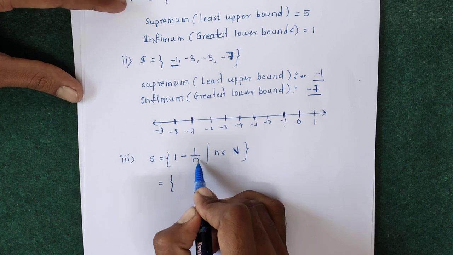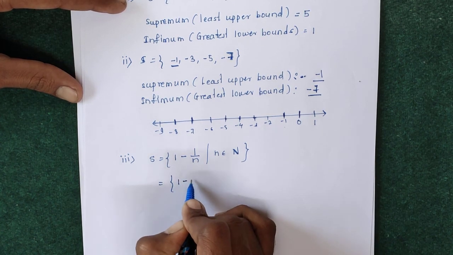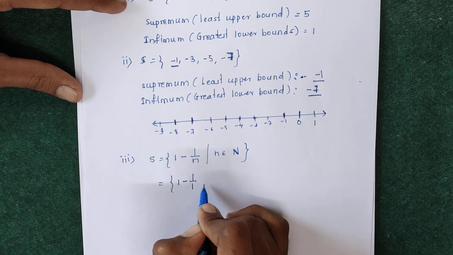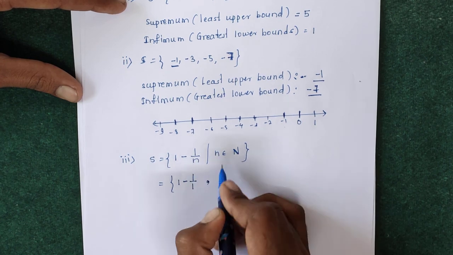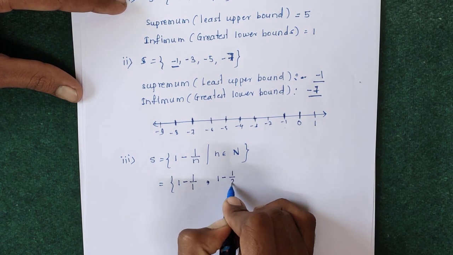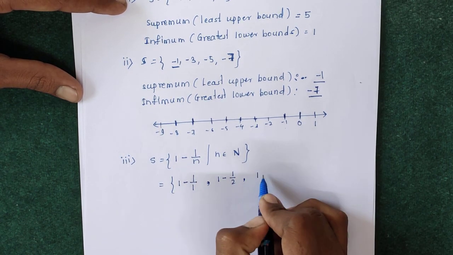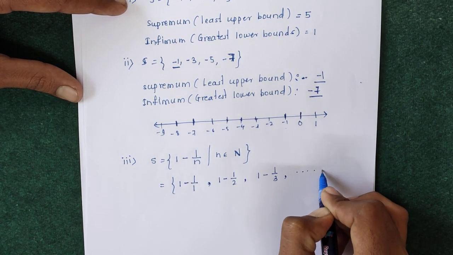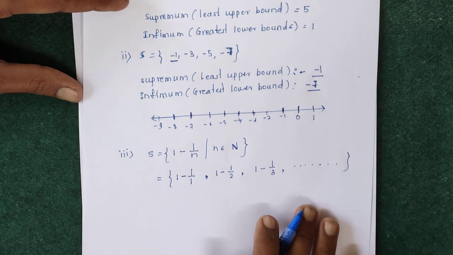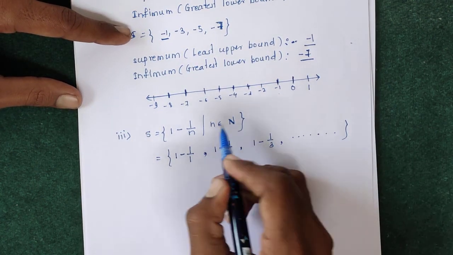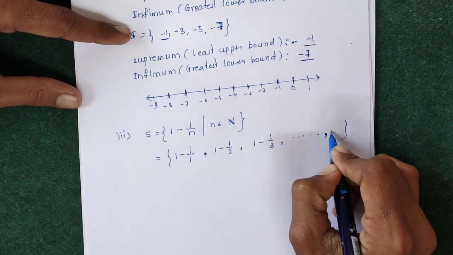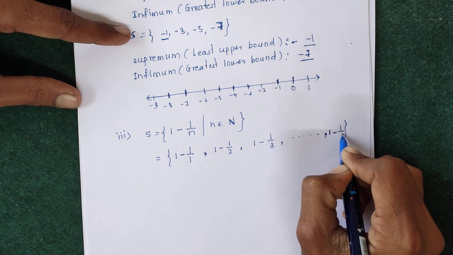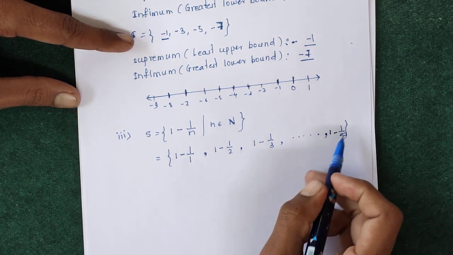So if we put n equals 1, then this number becomes 1 minus 1 by 1. Now if we put n equals 2, then we get 1 minus 1 by 2. If we put n equals 3, then we get 1 minus 1 by 3. Similarly, if we run this n up to infinity, then if we put n equals infinity, we will get 1 minus 1 upon infinity.